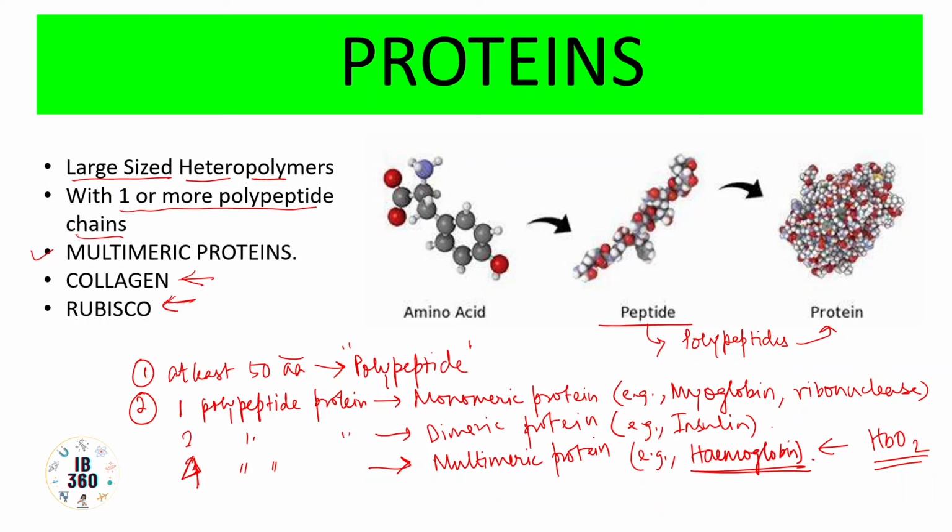Collagen, most abundant in the animal world. Rubisco, obviously most abundant in plants, but also the whole biosphere. So if someone asks you what is the most abundant protein, the answer would be rubisco. If they are more specific, and say plants or animals, then accordingly your answer will change. So rubisco is a very important example of protein. And this is all about proteins versus polypeptides. I hope you understand.